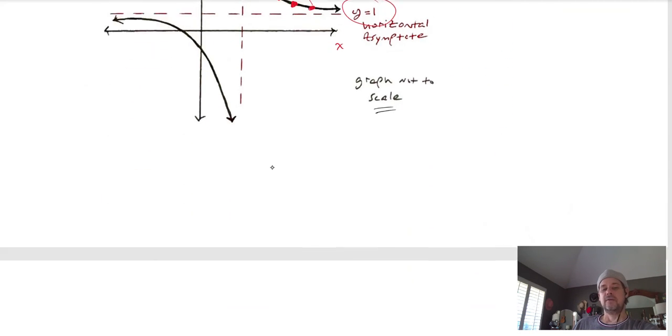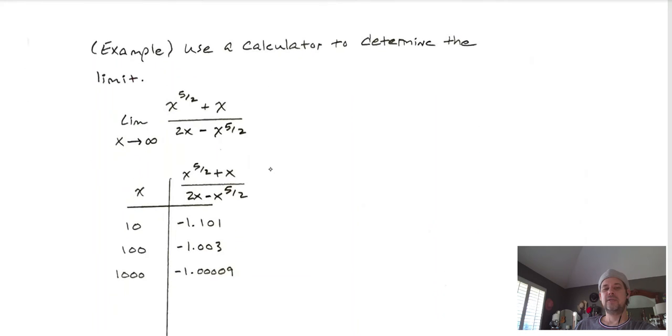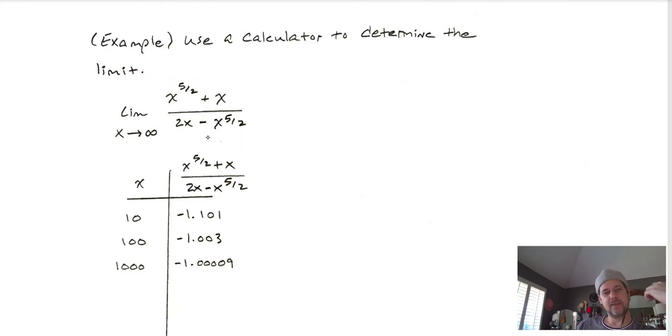Okay, all right, now let's do one. This one looks like a much more disagreeable formula. It's got these fractional exponents in it. x to the 5 over 2 power plus x, divided by 2x minus x to the 5 over 2 power. And, you know, I have a basic scientific calculator, and I can do fractional exponents like 5 over 2.